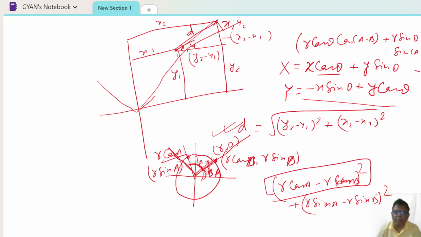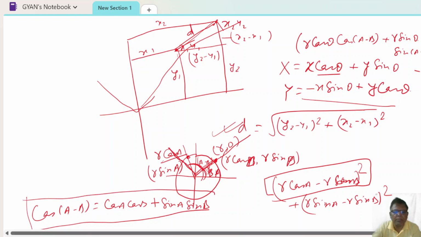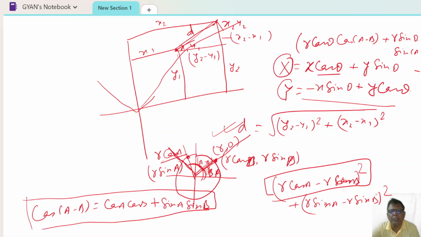If we equate this and find the formula, you will get the formula cos(A minus B) is equal to cos A cos B plus sin A sin B. So rotation of axis is very important. If you rotate the axis, then the coordinates will change in the new axis system, and that will be equal to x cos theta plus y sin theta, and y becomes minus x sin theta plus y cos theta. So this is very important.